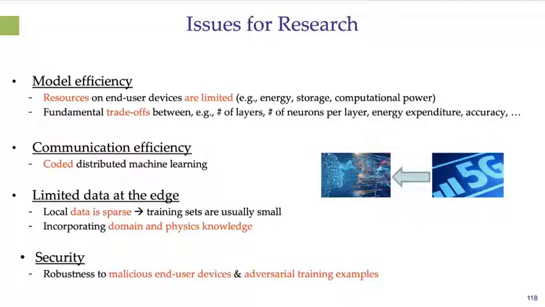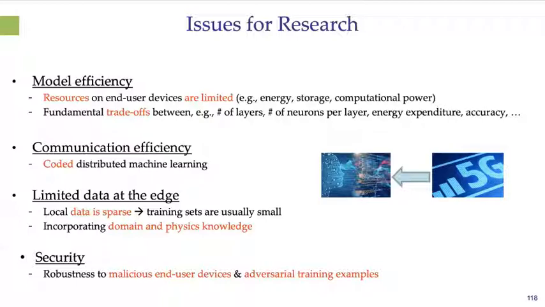Communications efficiency, we already talked about that. The fact that we can do uplink compression is one way of achieving efficiency. Another way of achieving efficiency is to do distributed source coding, recognizing that data may be correlated from end user device to end user device.